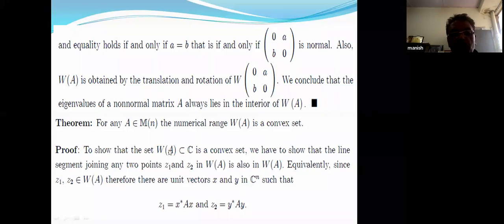Proof: to show that the numerical range of A is a convex set, we have to show that the line segment joining points Z1, Z2 is also in the numerical range of A. Equivalently, if Z1, Z2 belong to the numerical range, then Z1 is X star A X and Z2 is Y star A Y.